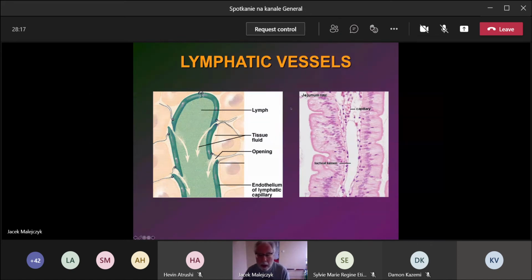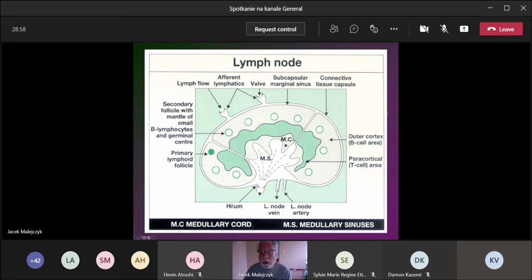I don't want to focus too much on the lymphatic vessels. The only thing to say is that, the bigger ones, they are very similar to veins, and it is very hard to distinguish lymphatic vessels from veins. Usually the lumen of lymphatic capillaries is much larger, but as a matter of fact, it is very difficult to distinguish them in normal histological slides.